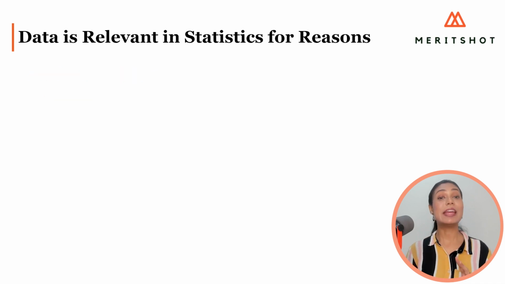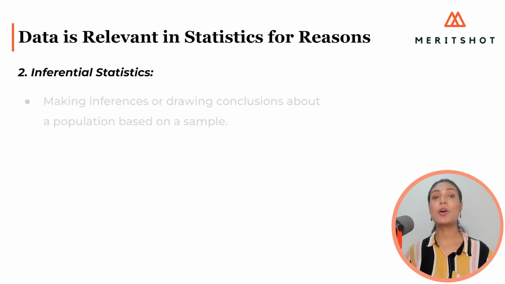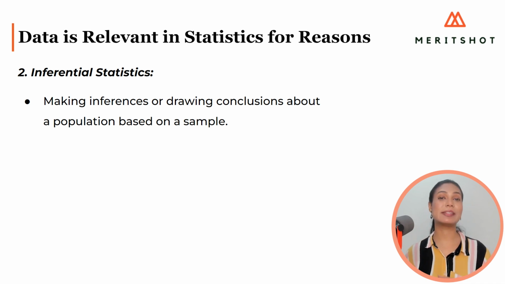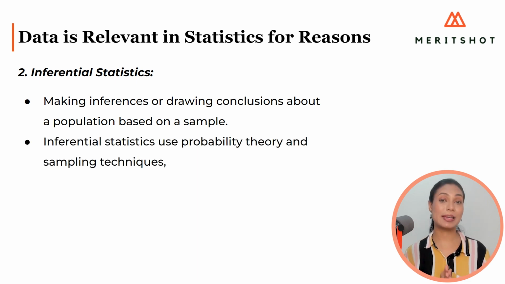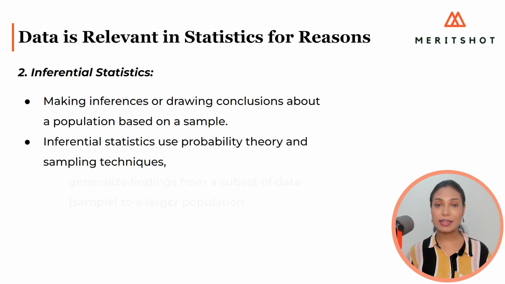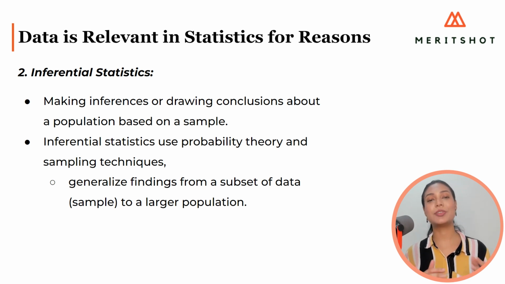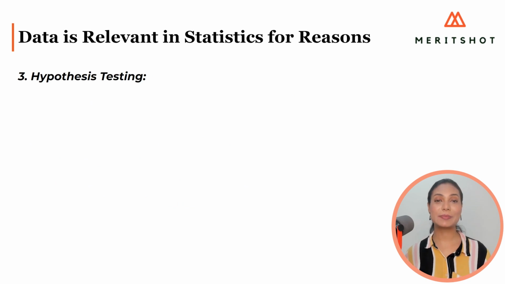Number 2, inferential statistics. Data is crucial for making inferences or drawing conclusions about a population based on a sample. Inferential statistics use probability theory and sampling techniques to generalize findings from a subset of data or sample to a larger population.